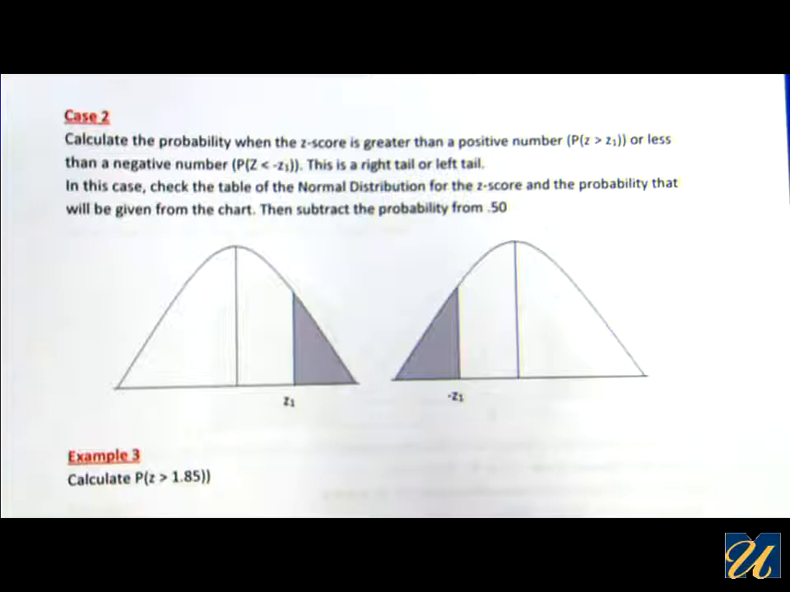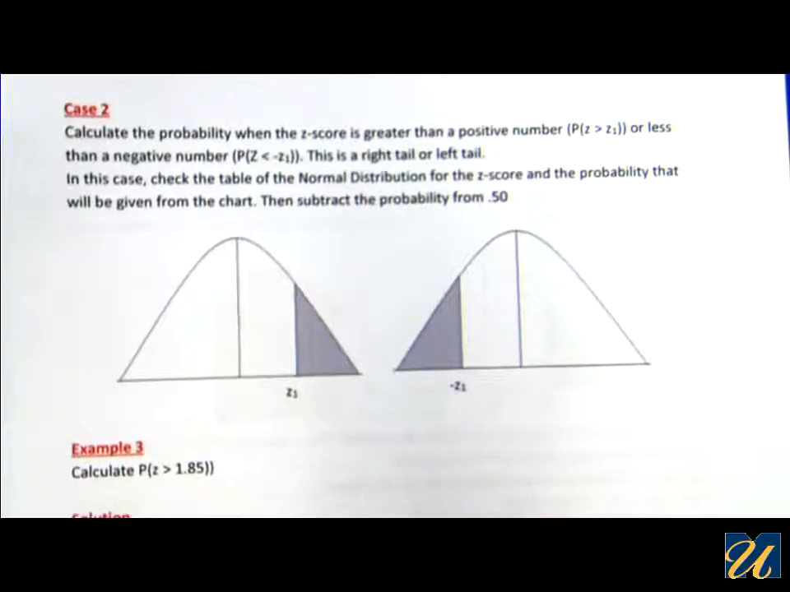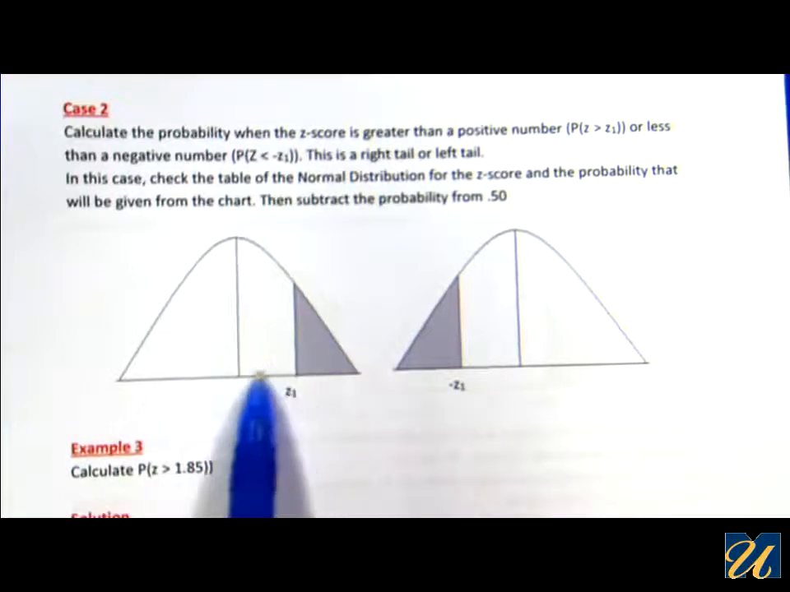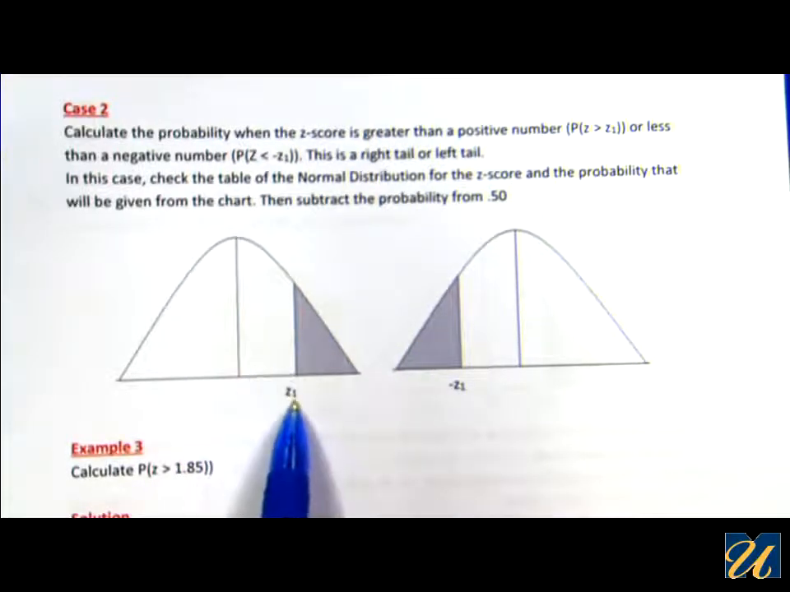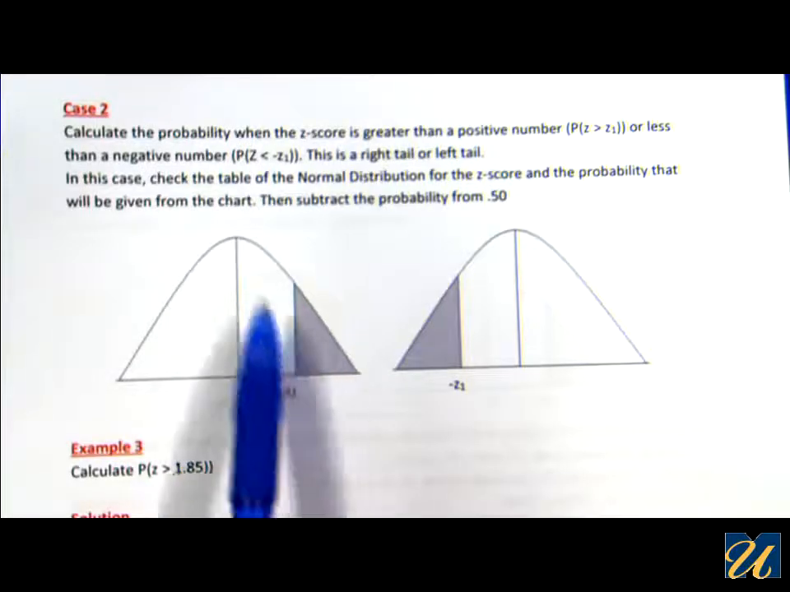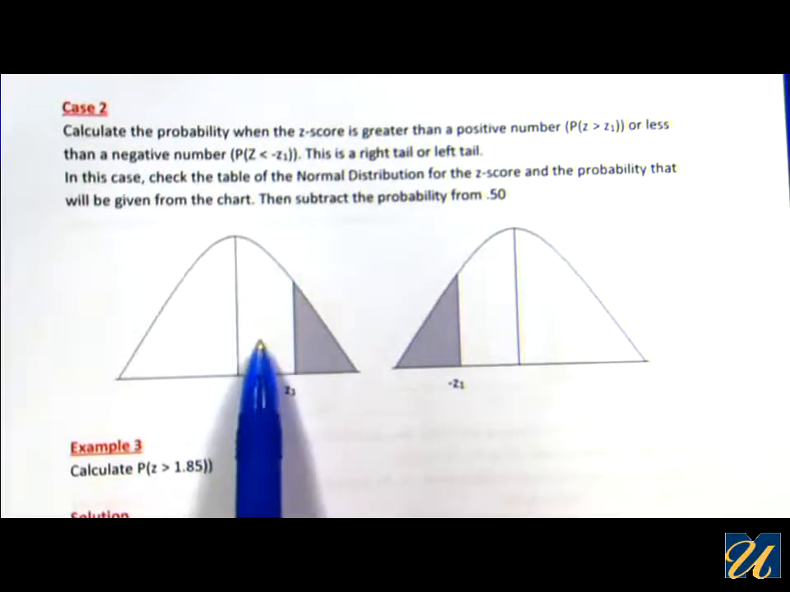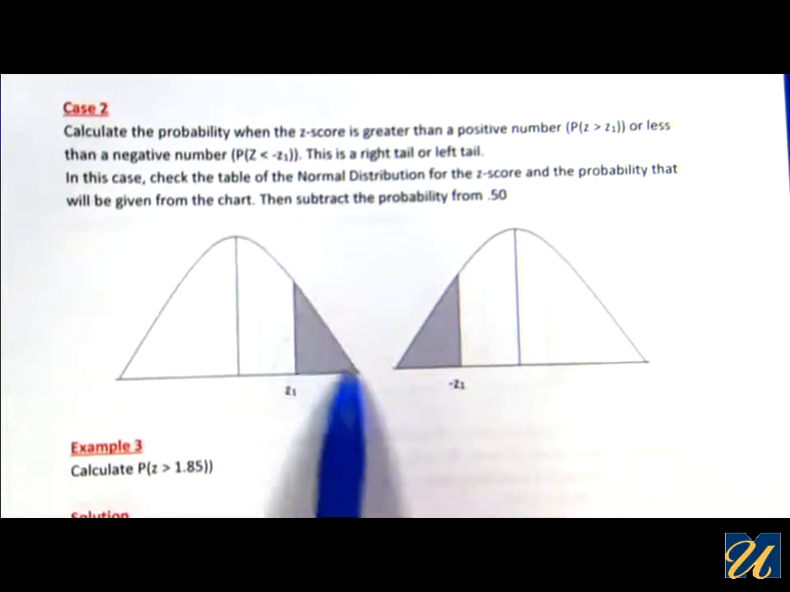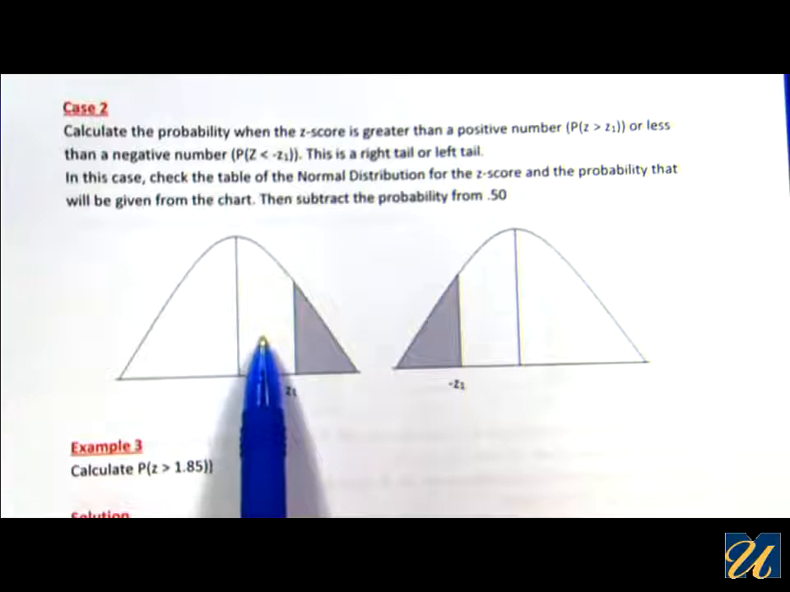In this case, we check the table for the normal distribution for the z-score, and the probability will be given from the chart, and then we subtract the probability from 0.5. So anytime you are looking for a tail, either a right tail or a left tail, you check the probability for your z-score from your table. This probability will be this area, and since you're looking for this other area, you subtract from 0.5 the probability you have found from your table.